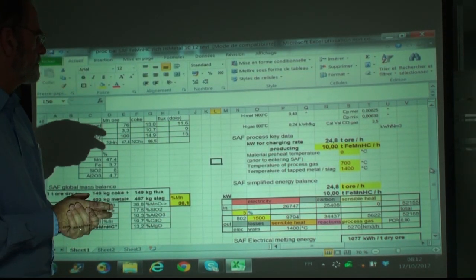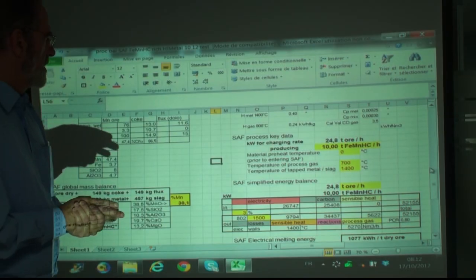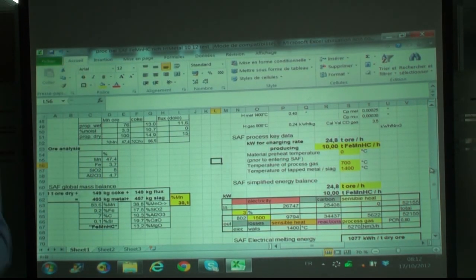Okay. I think that's all the data for making the calculation. So we begin.